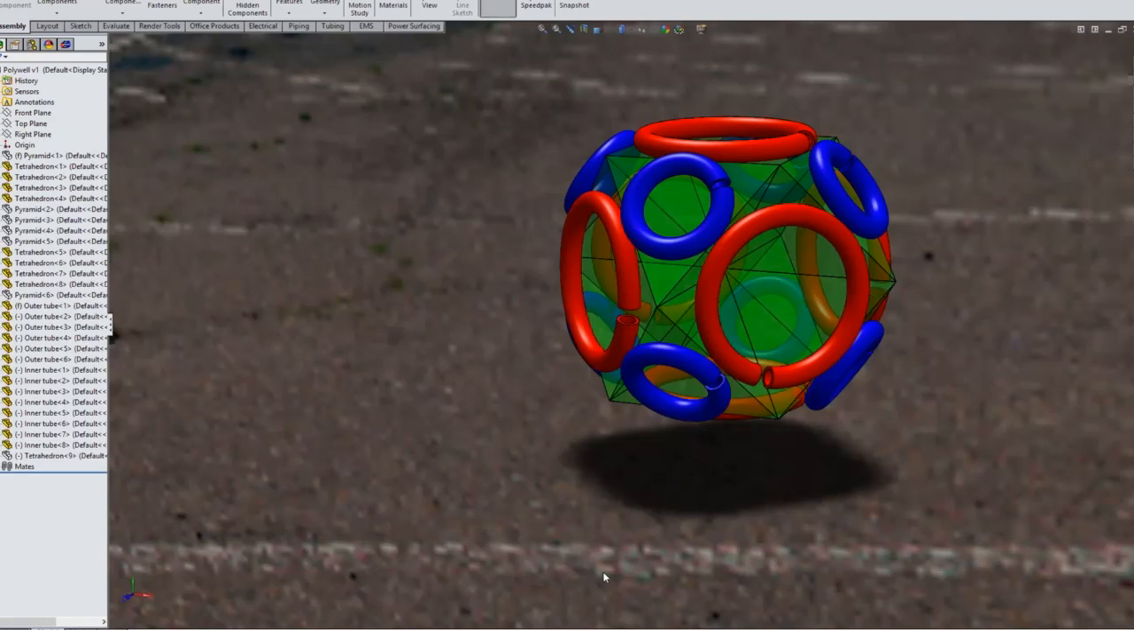Let's see, I think, oh, let me see, where is our logo?